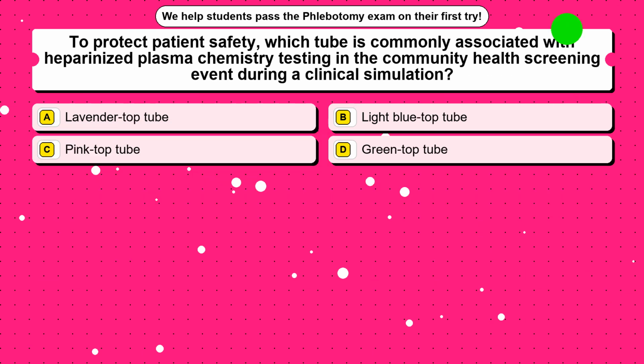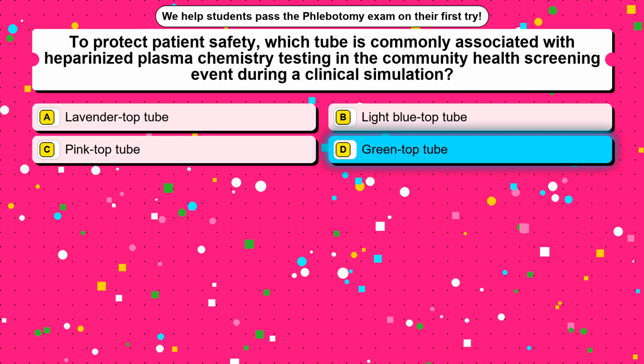Question 18. To protect patient safety, which tube is commonly associated with heparinized plasma chemistry testing in the community health screening event during a clinical simulation? Option A, lavender top tube. Option B, light blue top tube. Option C, pink top tube. Option D, green top tube. The correct answer is option D.